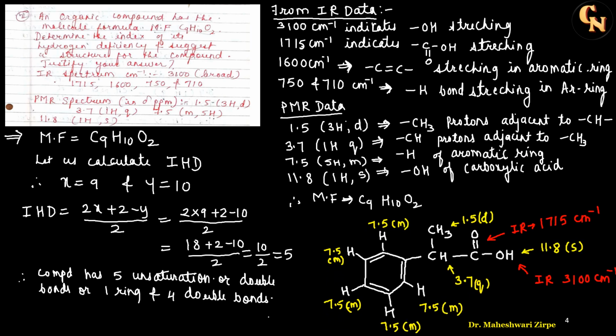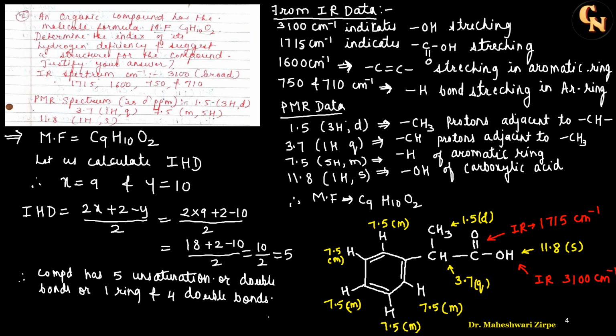So this is the structure we will get. That is a benzene ring, CH. This CH is attached with COOH, and we already saw that CH should be attached with a CH3 group. So when you join all the groups which we got from the data, we can connect them properly and find out the structure.